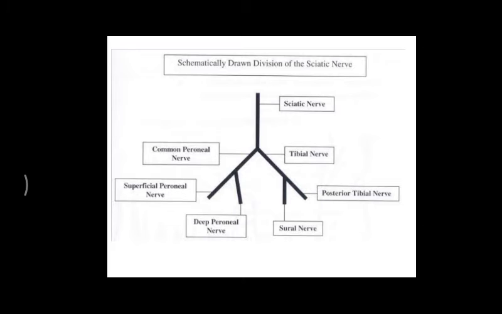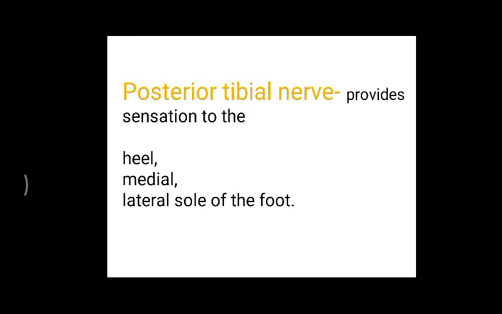Here we can see a systematically drawn division of the sciatic nerve. The sciatic nerve gives rise to the common peroneal nerve and the tibial nerve. The common peroneal nerve further divides into the superficial and deep peroneal nerve, while the tibial nerve divides into the sural nerve and posterior tibial nerve.